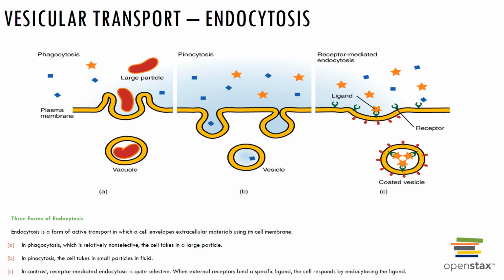And vesicular transport requires cellular energy in the form of ATP. It often involves the formation of protein-coated vesicles. They're often receptor-mediated and very selective. Endocytosis has three different types: phagocytosis, pinocytosis, and receptor-mediated endocytosis.